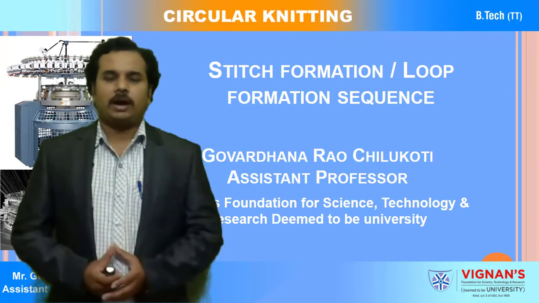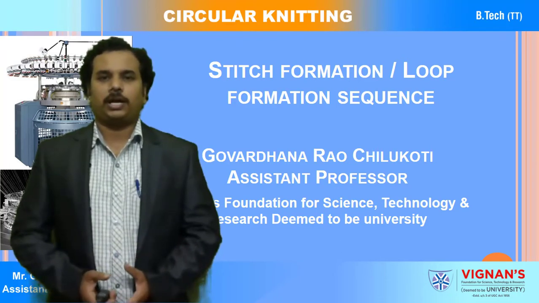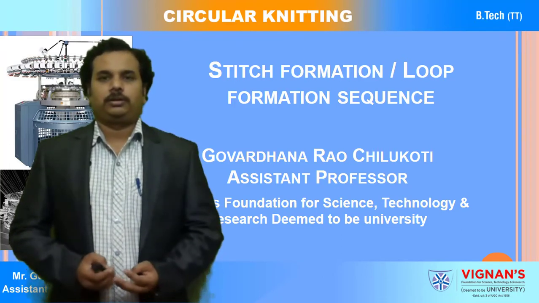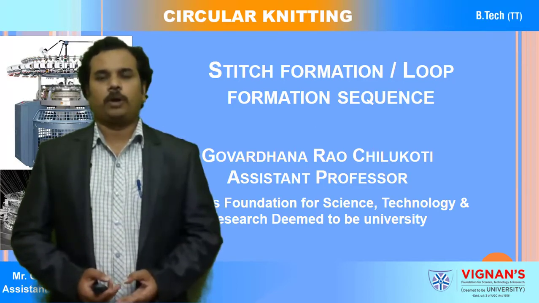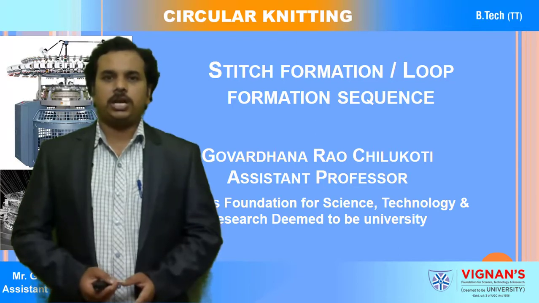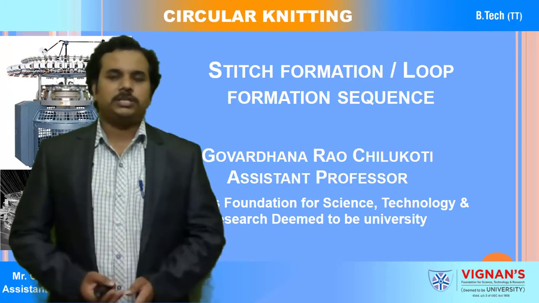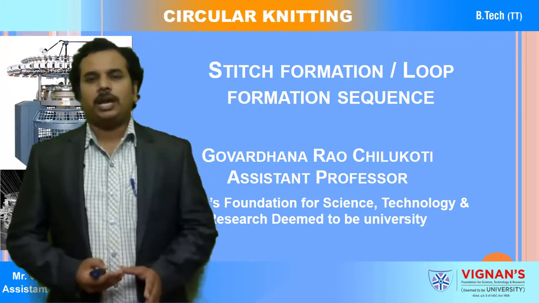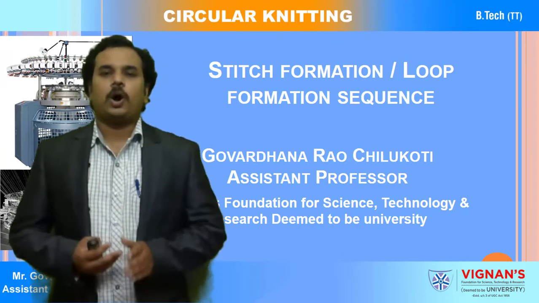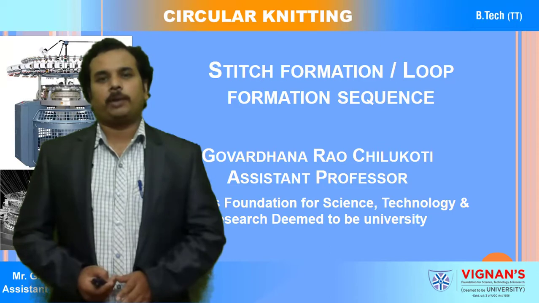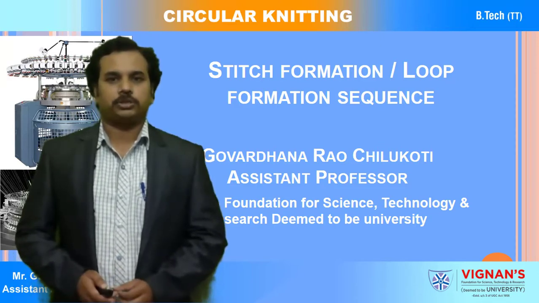So we have three different types of needles: one is called latch needle, second one is spring bearded needle, and third one is compound needle. Apart from these three, we have another needle that is called patented needle. We will discuss all these three as well as the fourth one, the latest needle, and how this loop formation happens using these four types of needles in the knitting technology process.